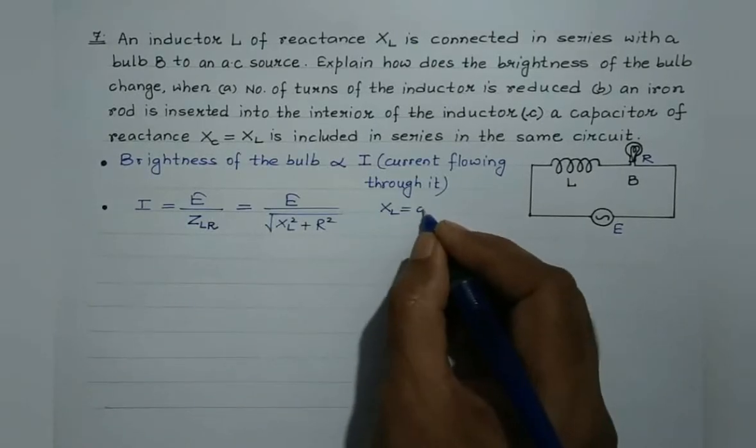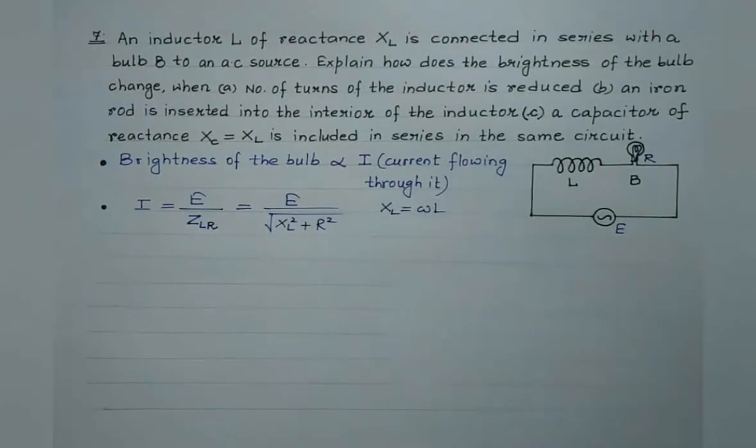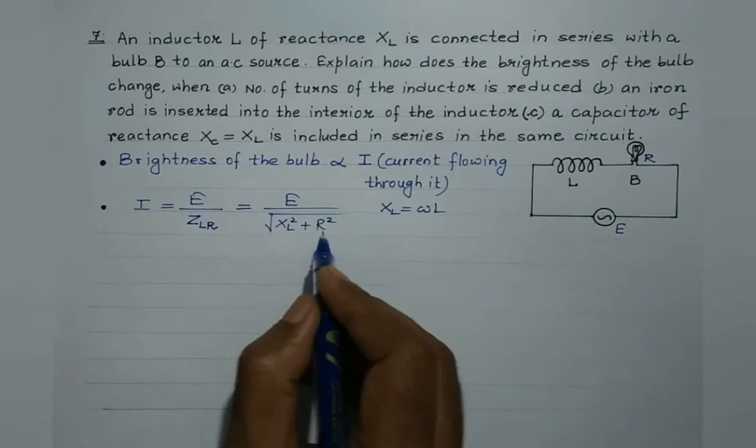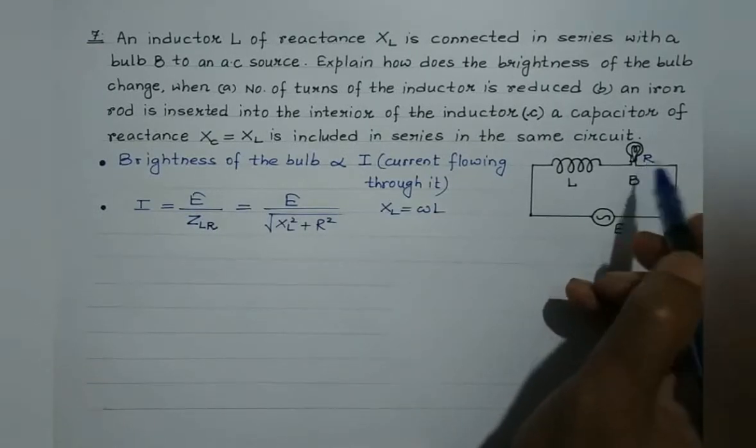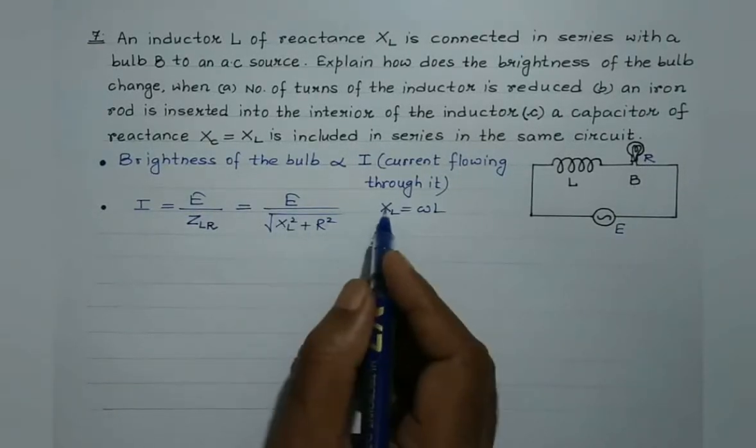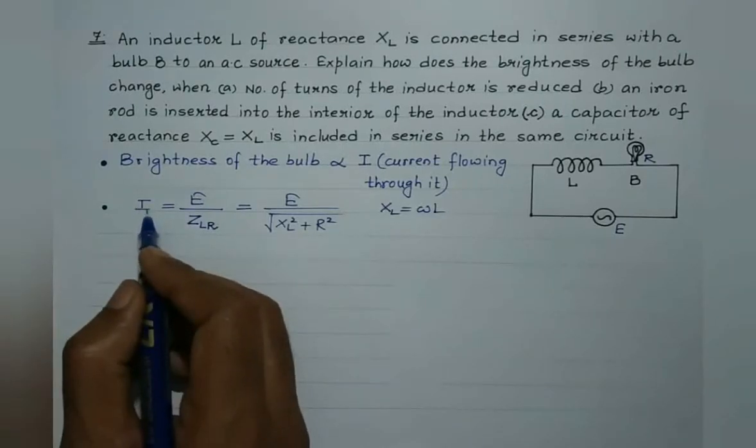XL is equal to omega L. So basically, students, R, the resistance of the bulb, is constant. So with the increase or decrease in the value of XL, the current will also vary.